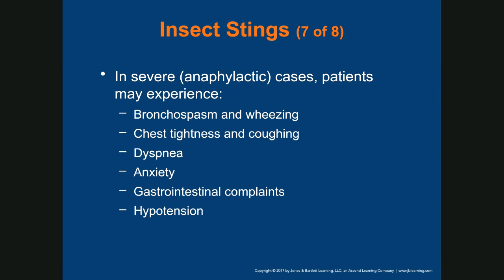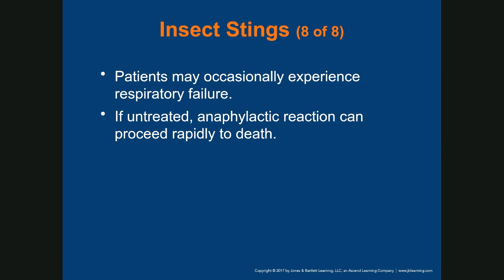In severe anaphylactic cases, patients may experience bronchospasm and wheezing, chest tightness and coughing, difficulty breathing, anxiety, gastrointestinal complaints, low blood pressure. This is a patient that will require epi. Patients may occasionally experience respiratory failure, which means they have poor ventilation. So you now need to be prepared to breathe for this patient. If untreated, an anaphylactic reaction can proceed rapidly to death.